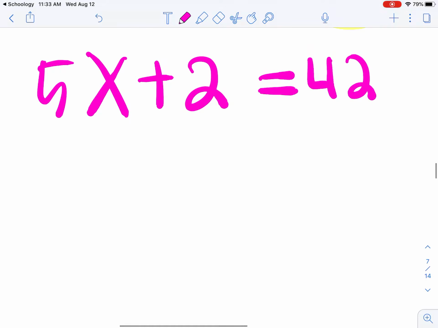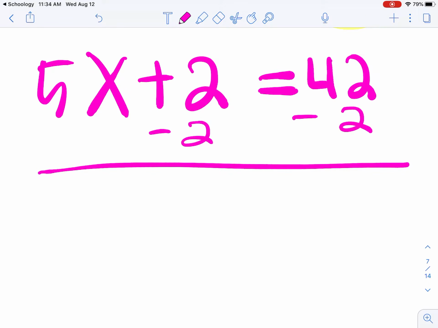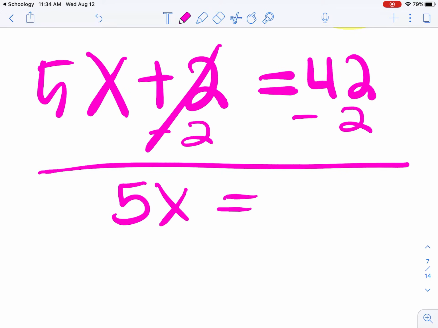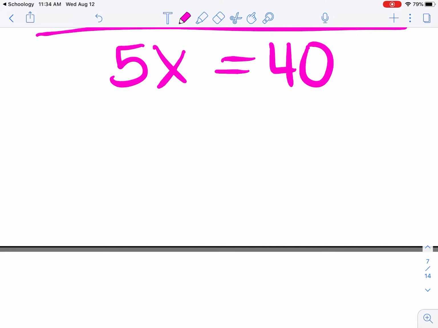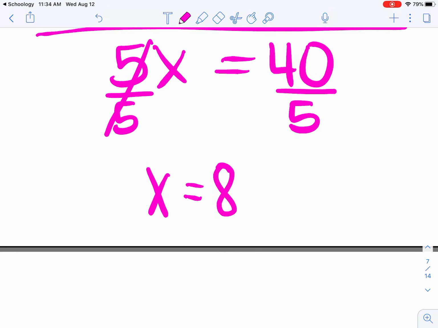All right, now I have to solve this two-step equation. To get rid of the plus 2, I'm going to subtract 2 from both sides of the equation. So now I have 5X equals 42 minus 2, which is 40. Now I have 5 times X. To get rid of multiplication, I use division. So I'm going to divide both sides by 5, and I have X equals 8.